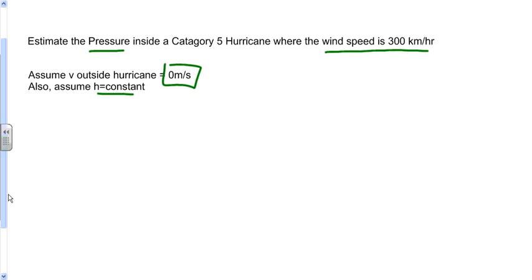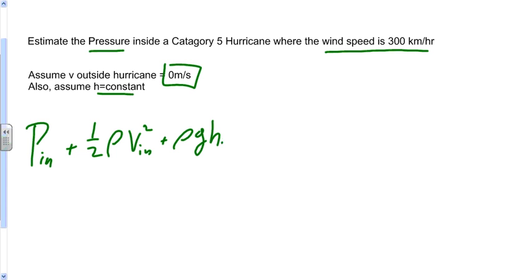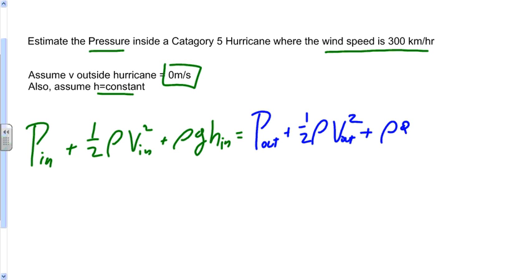So what we're going to start by doing, since we're talking about different pressures, is a Bernoulli's theorem calculation. So I'm going to write Bernoulli's theorem in full. So what we have here is the pressure inside plus our kinetic term, 1/2 rho v inside squared, plus the potential term, plus rho g, I'll use h inside, equals, I'll use a different color, pressure outside, plus 1/2 rho v outside squared, plus our potential term, rho g h outside.